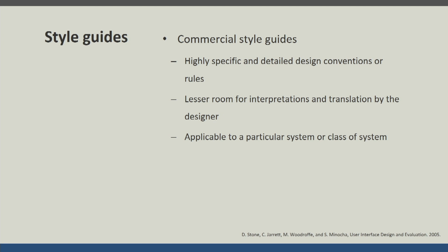Now there are two kinds of style guides. The first one is the commercial style guide. Now this one is highly specific and detailed in terms of telling about the design conventions or rules, and there is lesser room for interpretation or translation by the designer. This is one point where a style guide differs from a design standard. A design standard has got room for the designers to interpret it.